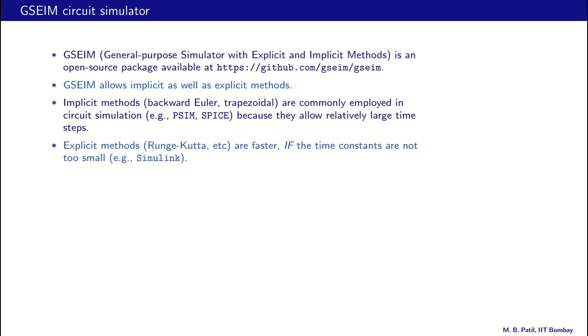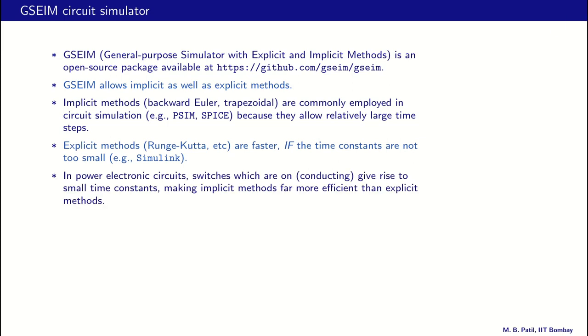There are also explicit methods such as Runge-Kutta, Runge-Kutta-Fehlberg 4, 5, and so on. Now these explicit methods are faster, but there is a big if over there. They are faster if the time constants in the system are not too small. One of the packages that use explicit methods is MATLAB Simulink.